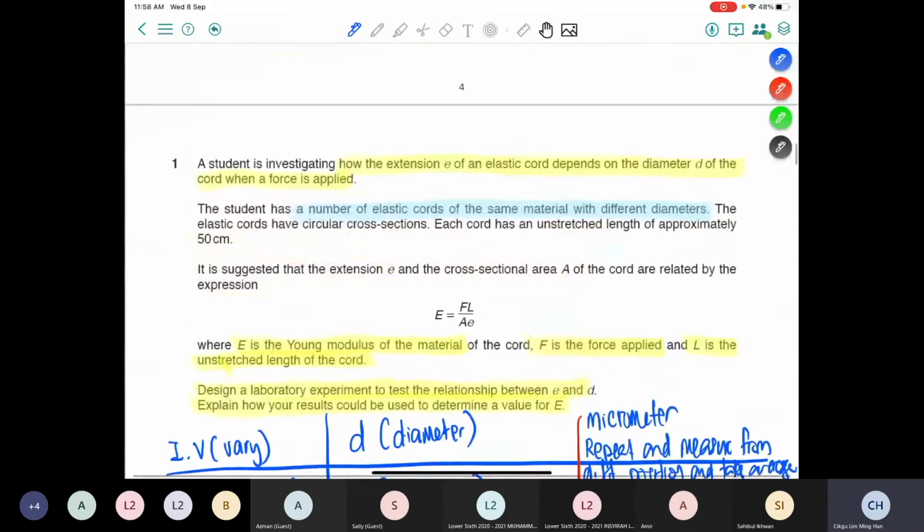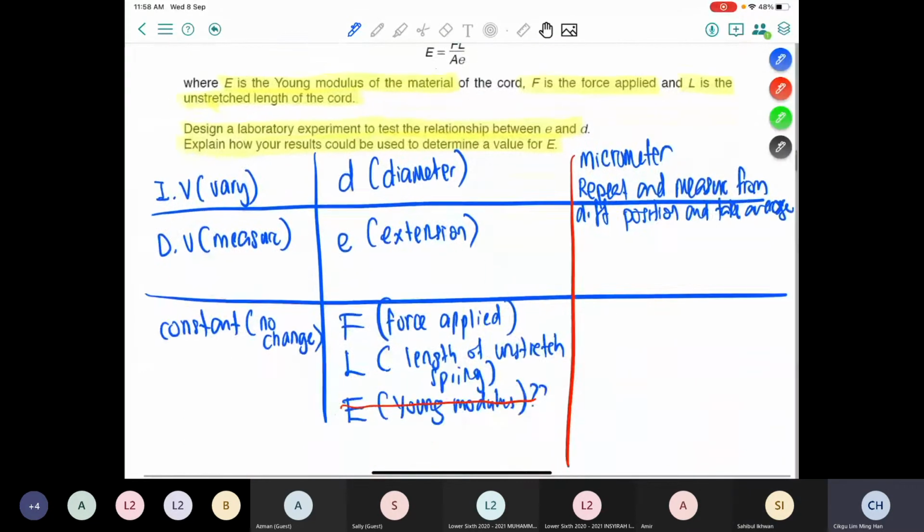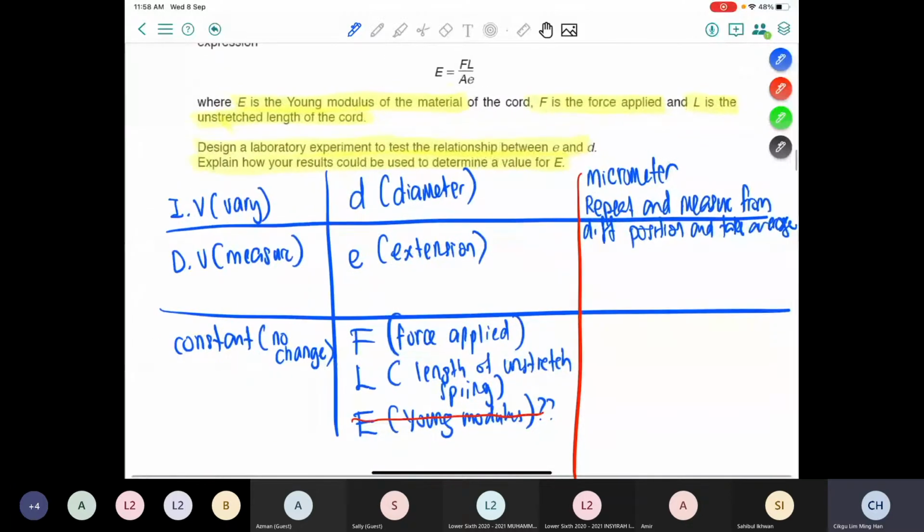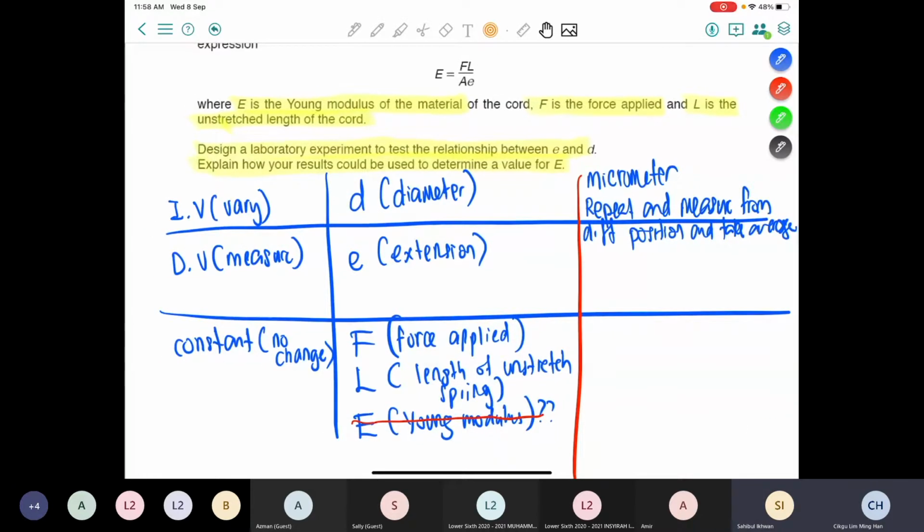Micrometer. This is a wire, right? Diameter of cord. What about E? E is extension. How do you attach the load and the spring? Okay, so maybe right there, attach a load to the spring. Then extension equals final length minus initial length.